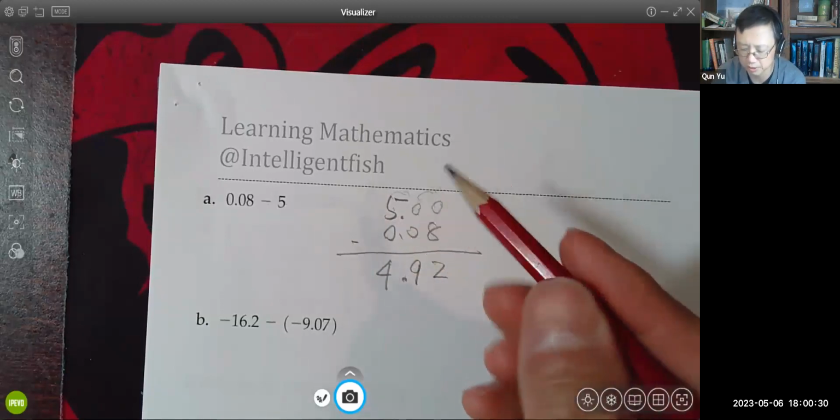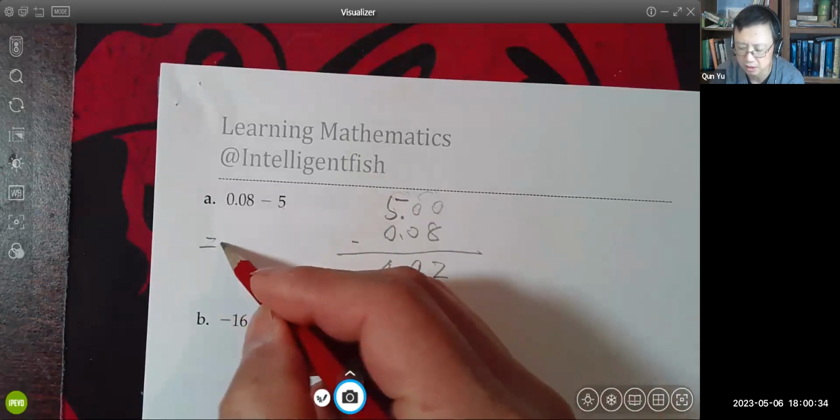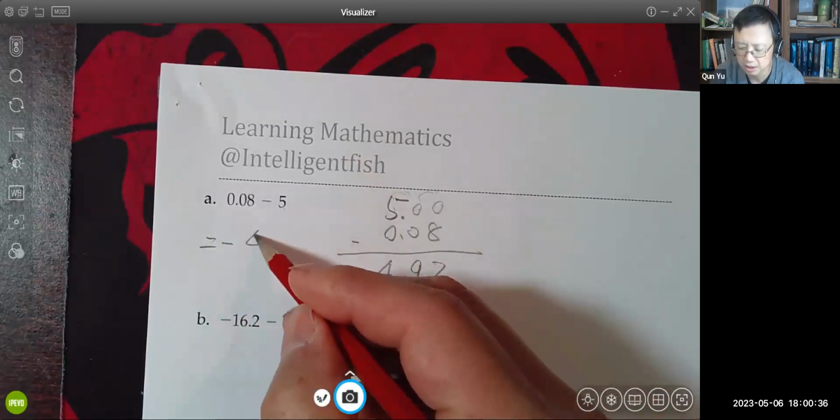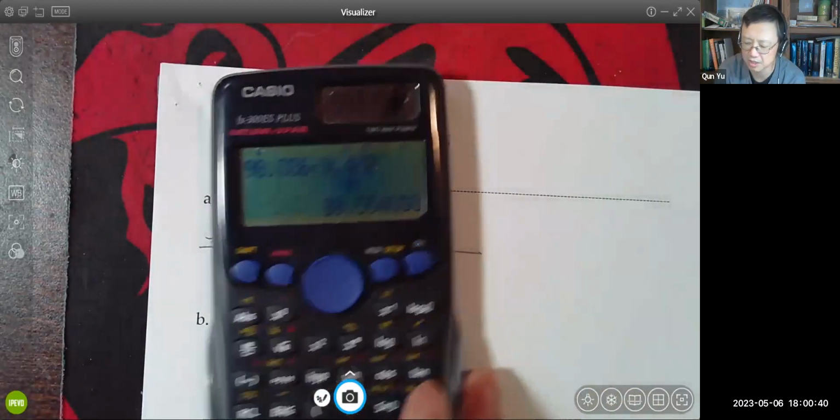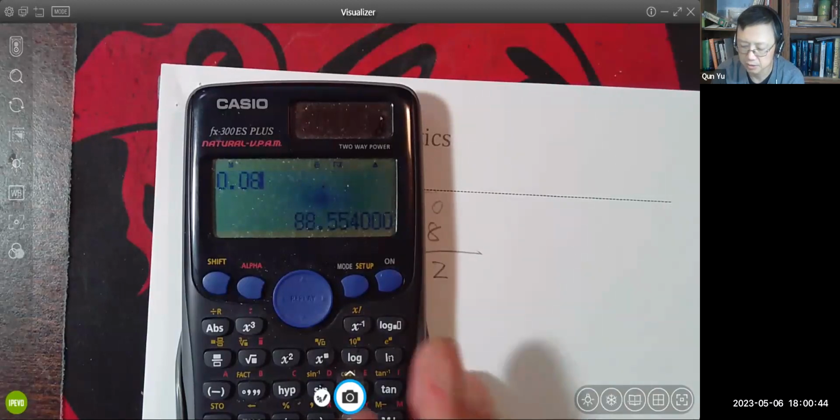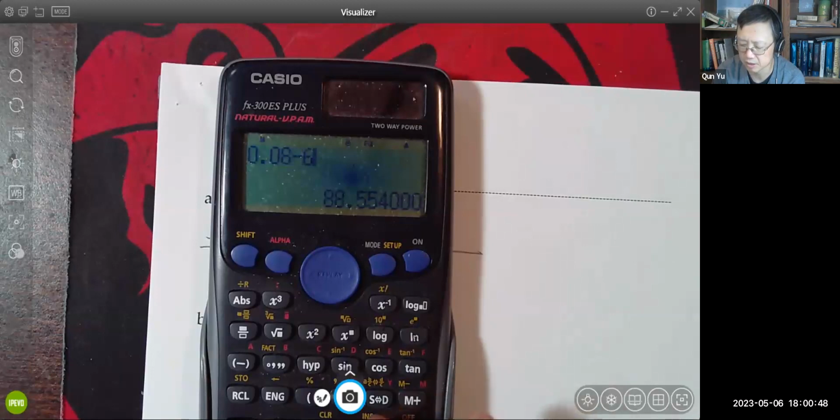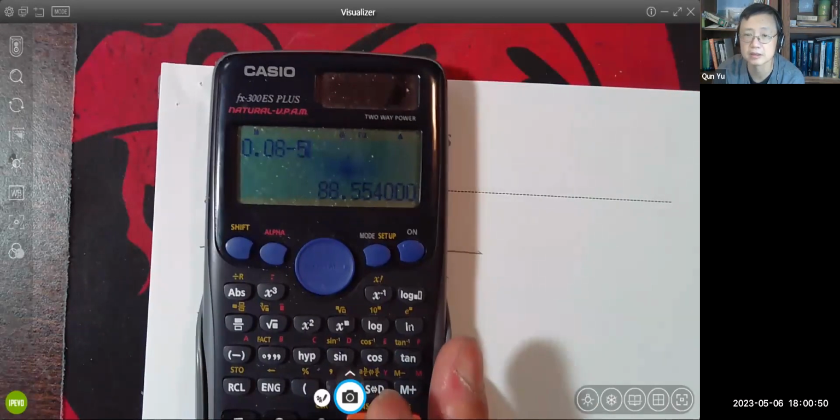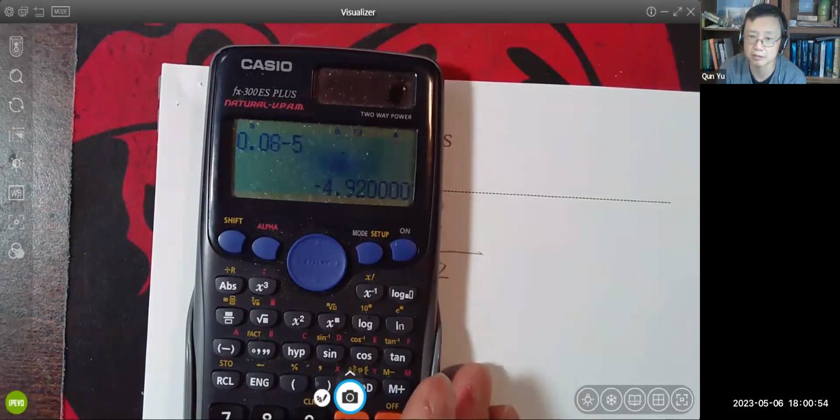But the result should be negative because smaller number minus big number, the result is negative. Negative 4.92. Now let's use a calculator. I'm sure this is correct, but let's just verify. 0.08 minus 5 equals negative 4.92.